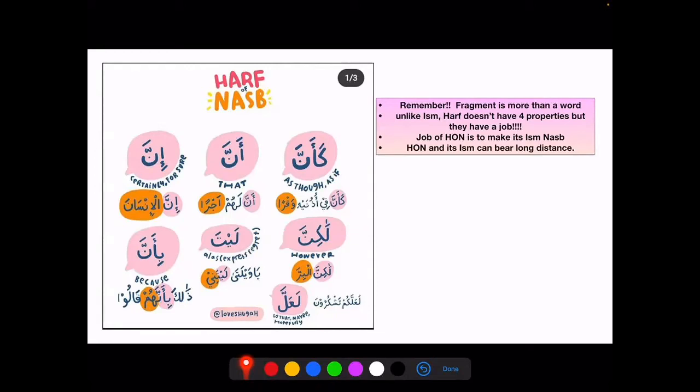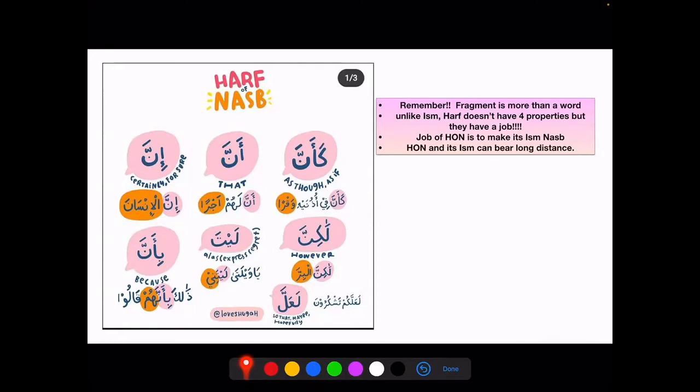Sarish, you want to repeat them? Do you memorize all these harfu nasab? I couldn't unmute, that's why I couldn't say it. It's okay, go ahead now. Inna, anna, kanna, bianna, laita, lakinna, la'alla.